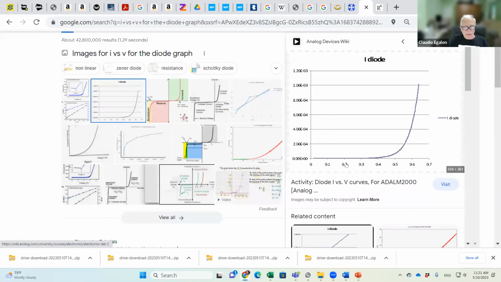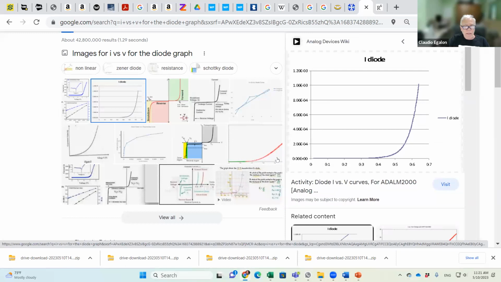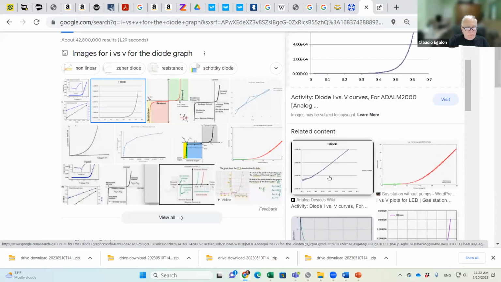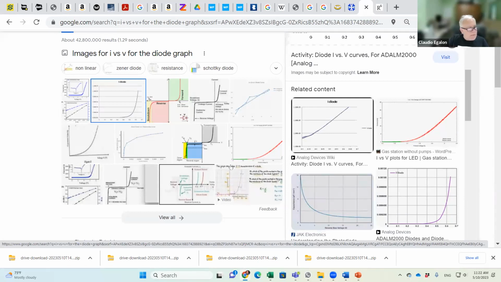Okay, he didn't plot here in the negative region. You can see, right? But the graph of the diode, I versus V of the diode, goes just like that. Fortunately, it's supposed to have the negative too. Oh, right in here, this one.